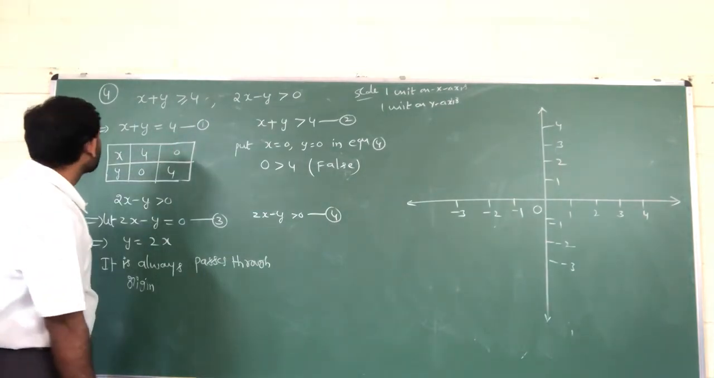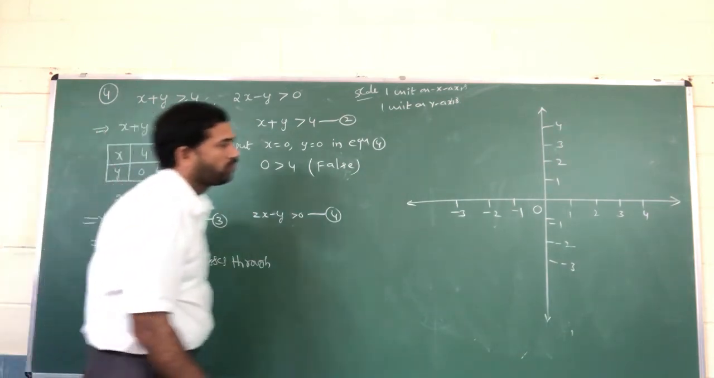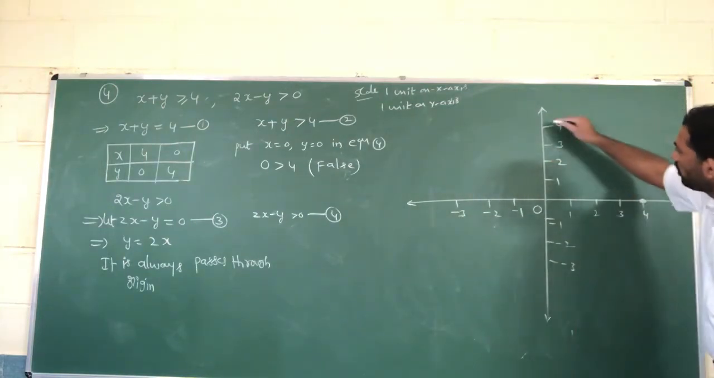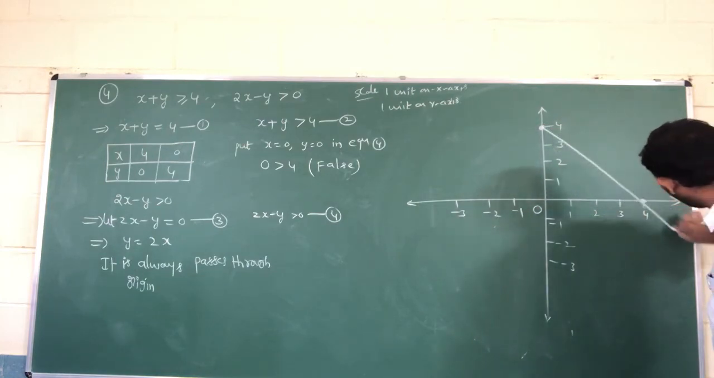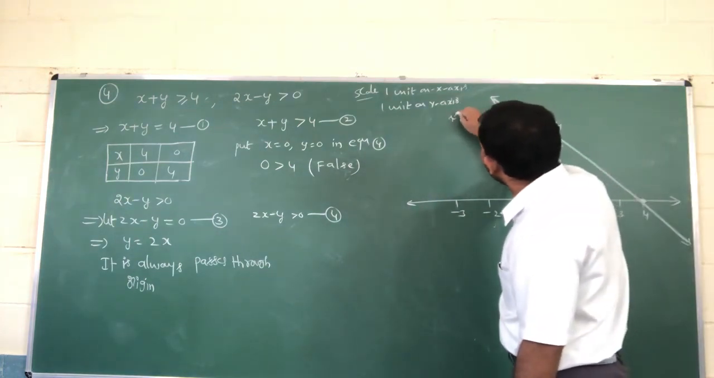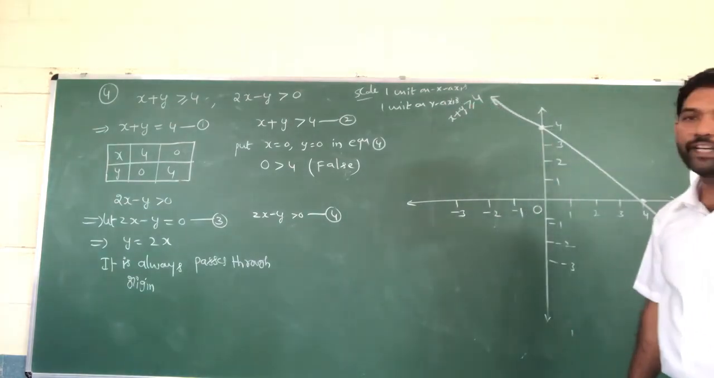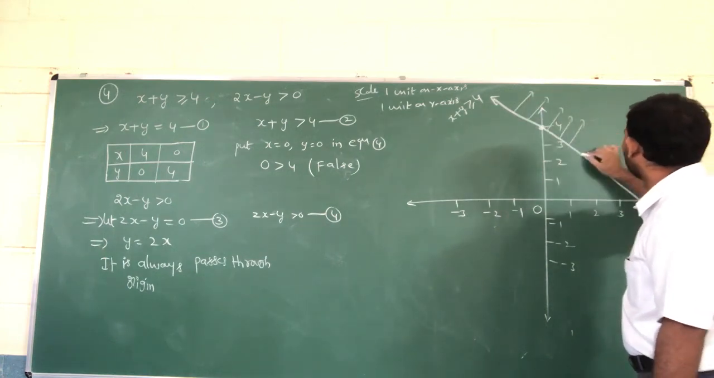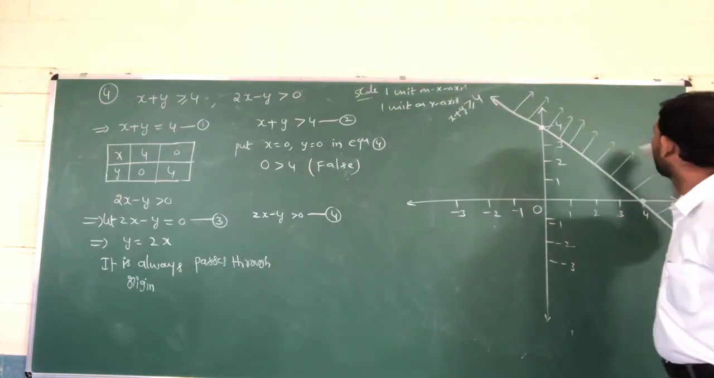Now take equation number 1. So x equal to 4, y equal to 0. The point is here. Next, x equal to 0, y equal to 4. This line is here. Join with a dark line only. So what is that? x plus y greater than or equal to 4. Where we have to shade: the test point is false, which means the solution is above the line. Above the line. The solution is here.